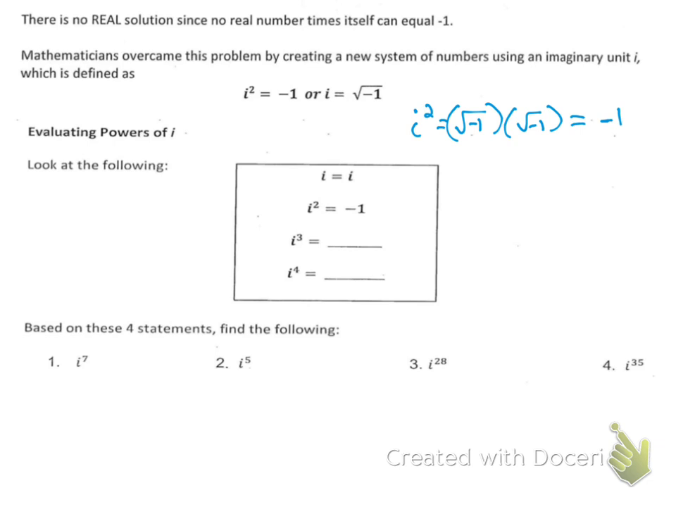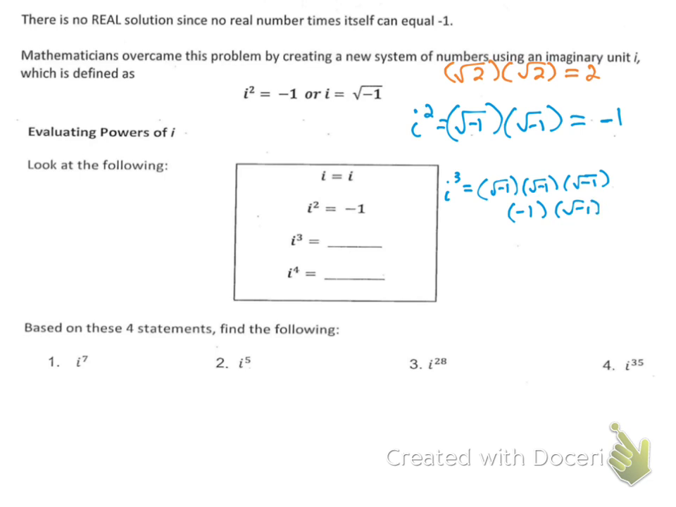Same concept as if we did the square root of 2 times the square root of 2. Well, that would equal 2. So if you look at i cubed, that's the square root of negative 1 times the square root of negative 1 times the square root of negative 1. Well, we already said the square root of negative 1 times the square root of negative 1 equals negative 1. And then we have a third square root of negative 1.